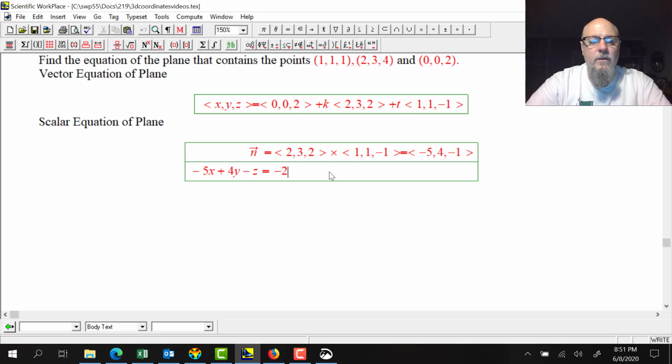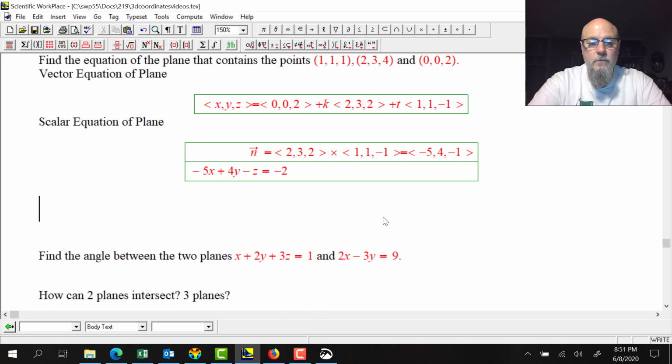So if you're asked to find the scalar equation of a plane that contains 3 points, whatever you get at the end, you can check to make sure it's the right answer by plugging all of those 3 points in and seeing they satisfy the equation. All right, what else can we do? What else have we done? We know how to get the scalar and the vector equation of a plane. That's what we've done so far.